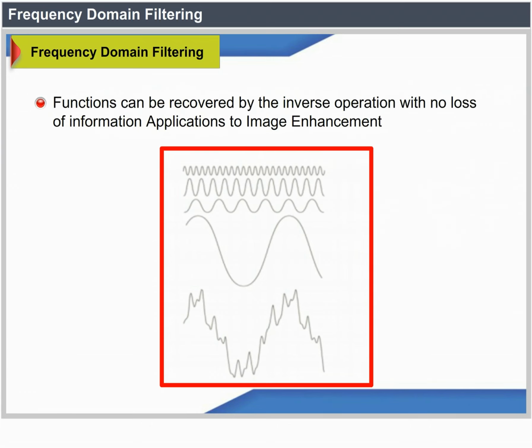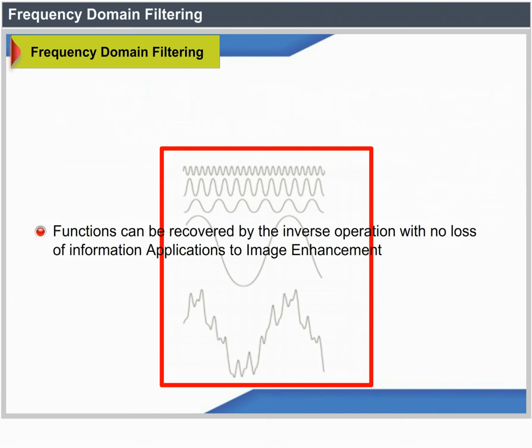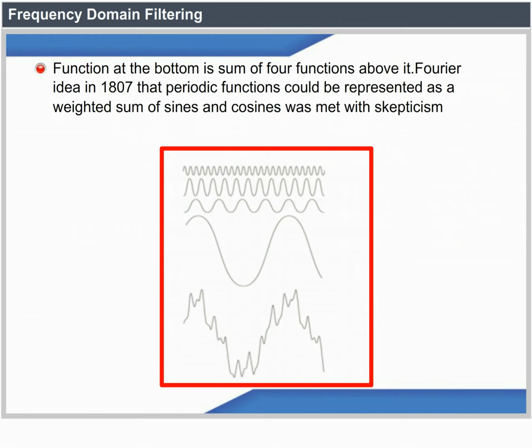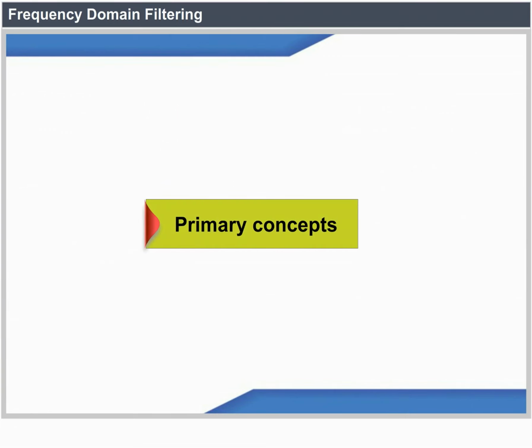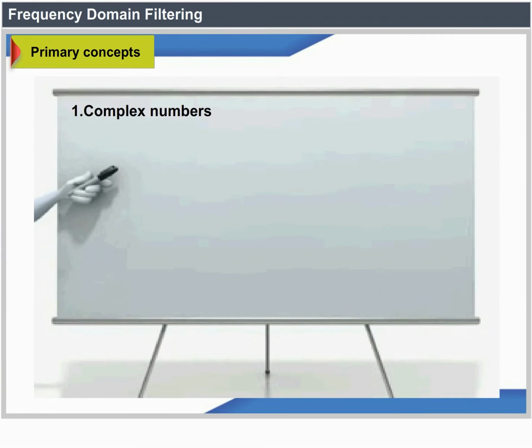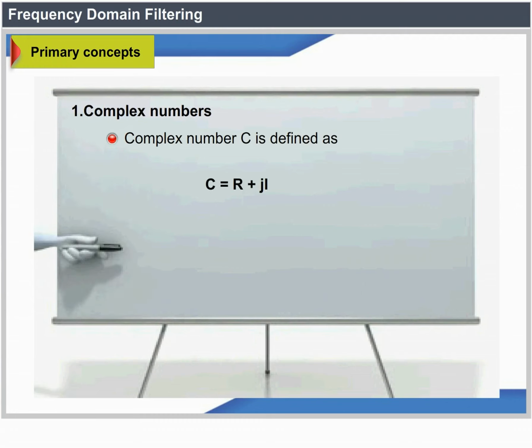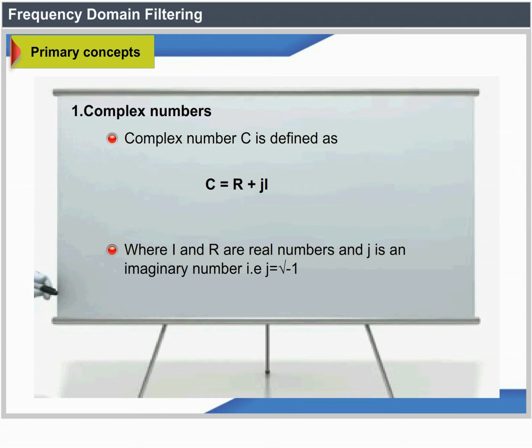Complex numbers. A complex number C is defined as C equals R plus jI, where I and R are real numbers and j is an imaginary number. That is, j equals the square root of minus 1. Here R is the real part of the complex number and I is the imaginary part. A real number is a subset of complex numbers in which I equals 0. The conjugate of a complex number, denoted by C star, is C star equals R minus jI.